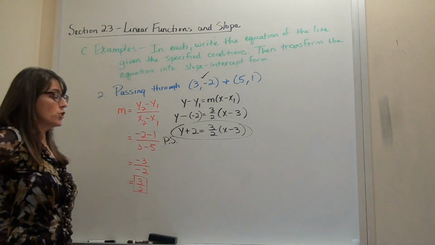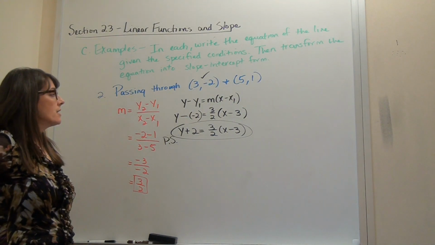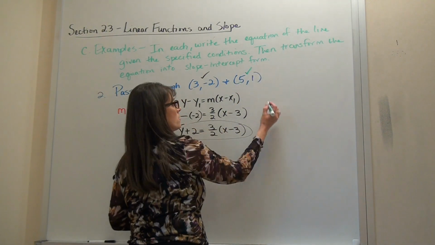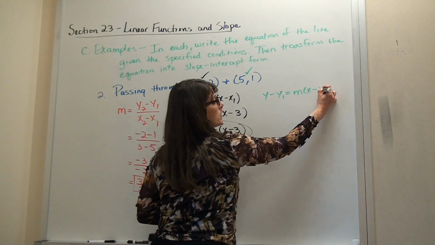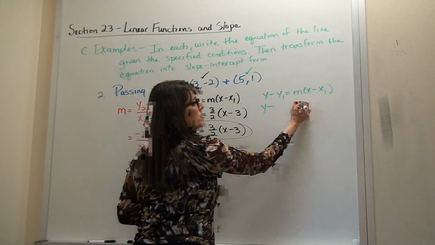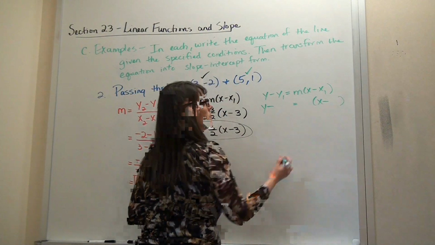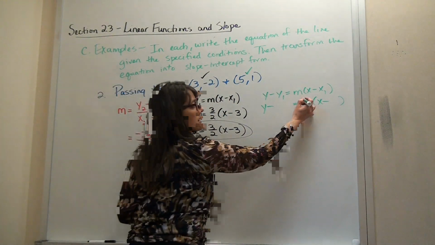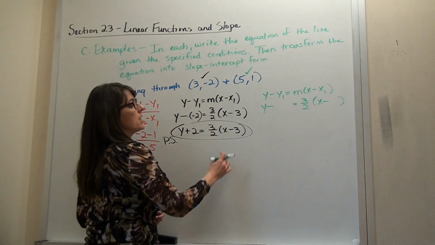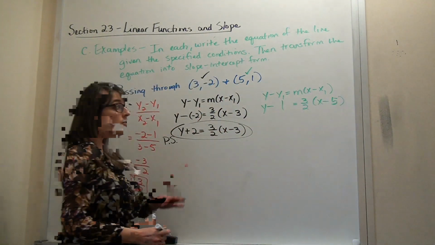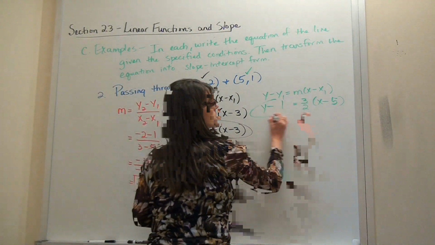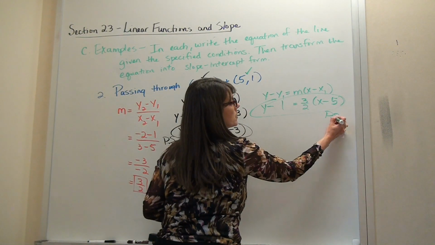Now, what if I would choose the other one instead? This one right here. So here's my point slope form. And this is a variable, and this is a variable. My slope is still 3/2, so I'm going to put my 3/2 in here. Now my y is going to be 1, and my x is going to be 5. There's no cleanup to be done in that one, so this is my point slope form.